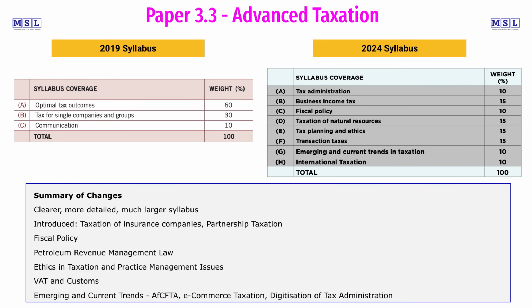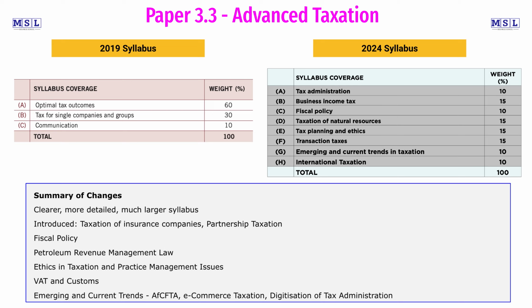Advanced taxation is where things are really, really changing. We have a clearer, more detailed, much larger syllabus. Things that have been introduced, new topics: taxation of insurance companies under the Income Tax Act. Partnership taxation was previously at level 2 principles of taxation. We now have it at level 3 in the new syllabus. Fiscal policy was purely a level 2 principles of tax topic. It's now in level 3.